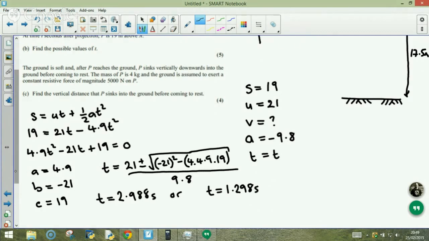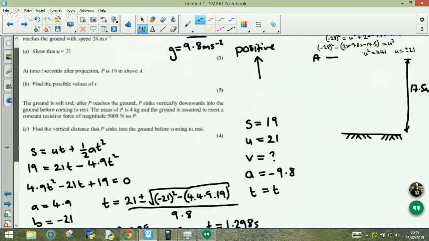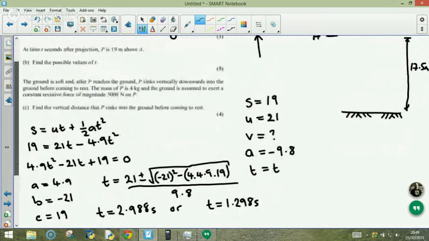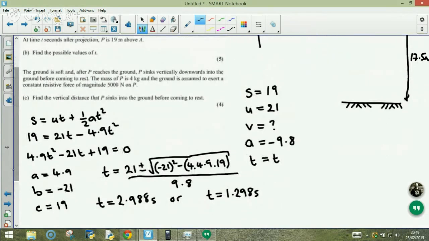Worth thinking about why there are two answers and what that means. If you figured that out already, great. If you're not, just pause it, have a think about why there are 2 times when it's at 19 meters. And hopefully you've discovered that obviously it will go up and then come back down through 19 meters. So it goes higher than that. Okay, so that's part B.